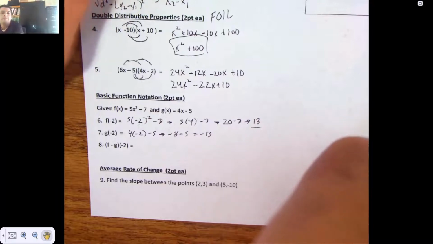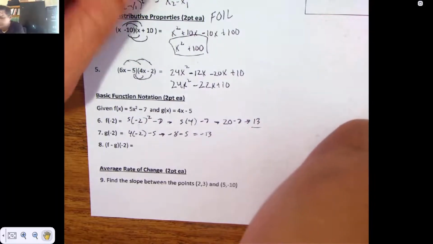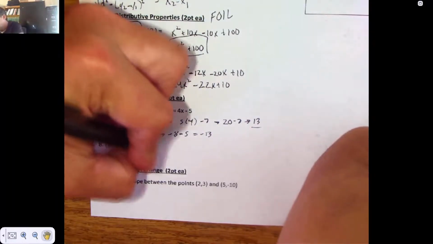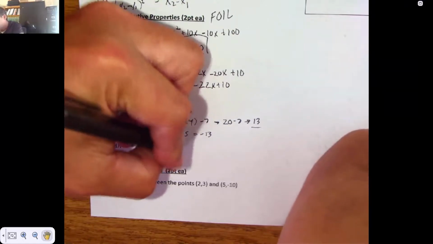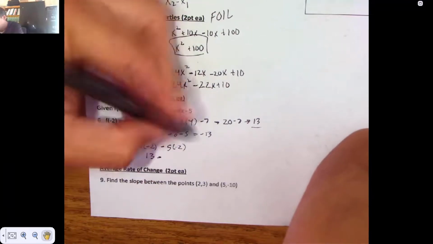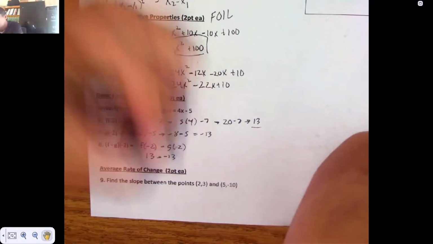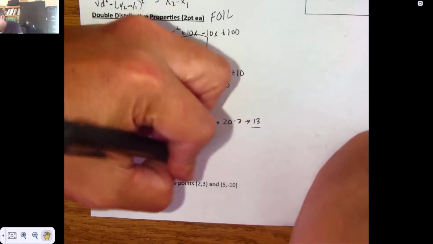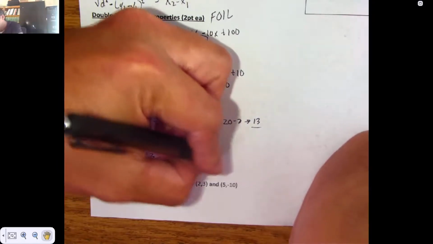Now you're finding f minus g of negative 2. In other words, you're finding f of negative 2 take away g of negative 2. So f of negative 2 is 13. You're going to take away g of negative 2, which is negative 13, and taking away a negative is addition. So 13 plus 13, which is 26.